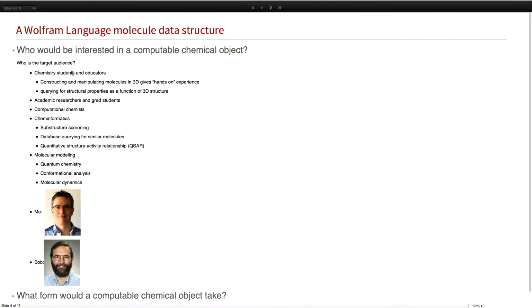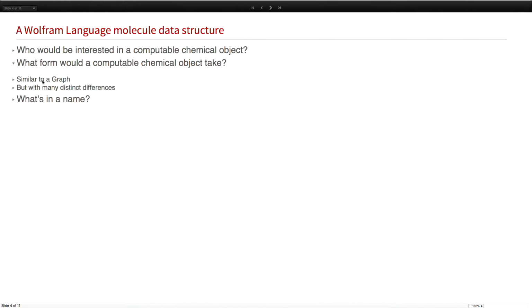I think the target audience at first might be chemistry students and educators. Constructing a molecule and manipulating it, changing out a carbon for a hydrogen, changing an oxygen, a carbonyl, protonating an acetic acid, gives a real hands-on feel. I feel like that could be very helpful to students. Then researchers and grad students: when I was a grad student, I wanted it, so that's what I'm thinking of. Computational chemists in cheminformatics or molecular modeling are the people we think might be interested in having a computable chemical object.